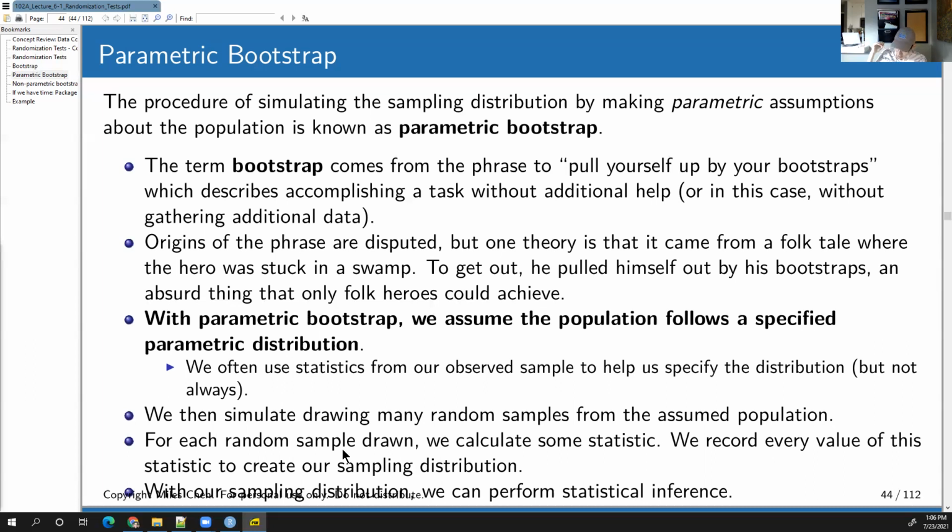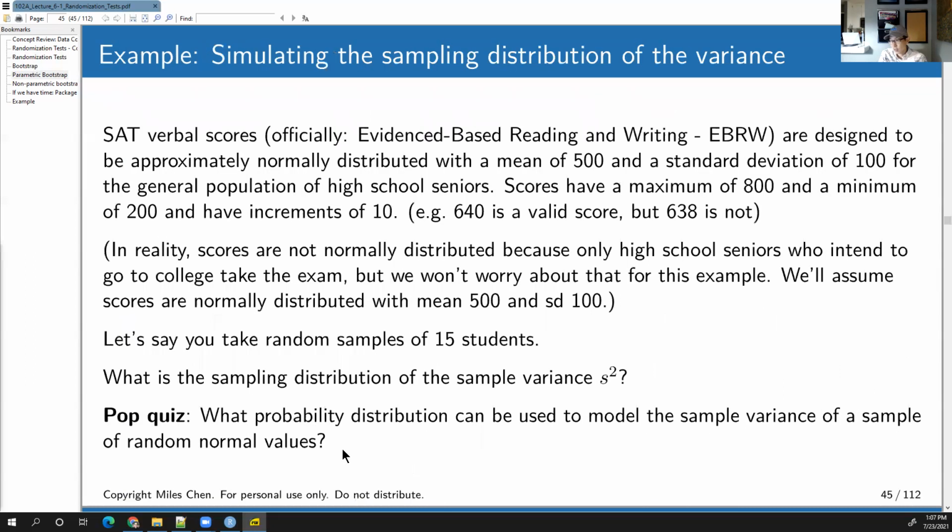So maybe we're going to assume that the population has this shape with this mean and this standard deviation. And what mean should we use? Maybe we'll use the mean of our current sample. Once we do that, we establish what our population looks like. Then we draw random values from this specified population, and from that we calculate the statistic that we're looking for. We record this and do this over and over, and then we can perform statistical inference.